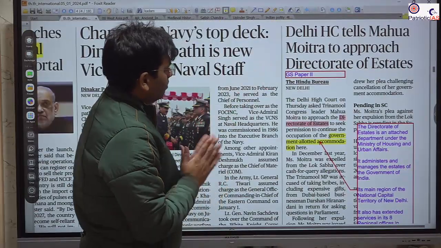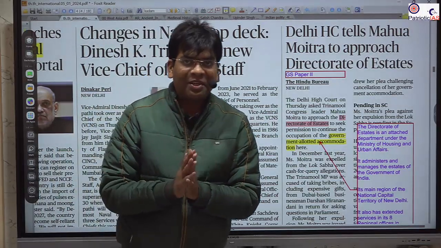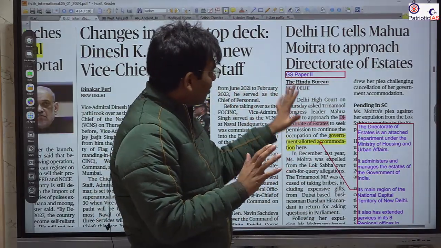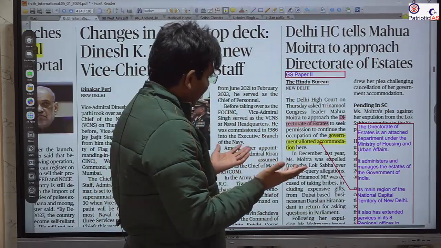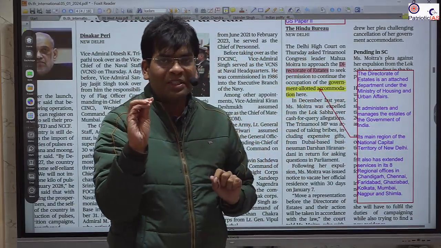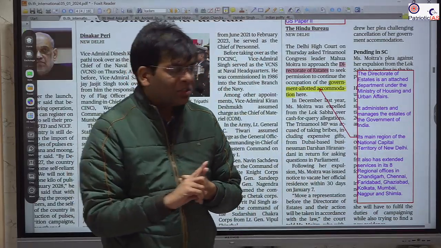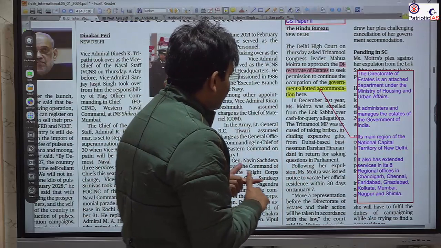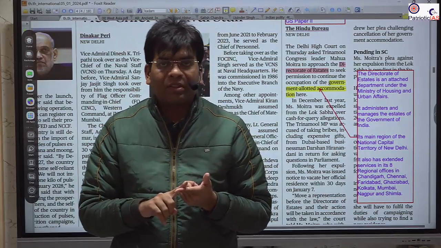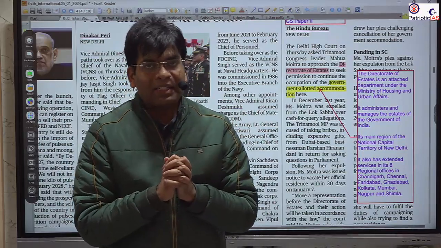There is one important thing that I consider could be relevant for the prelims. This is the Directorate of Estates. Mahua Moitra has been in the news so much that there could be a question. So you should know a few major points with respect to the Directorate of Estates. The first is that it is associated with the Ministry of Housing and Urban Affairs. The second is that it administers and manages the estates of the Government of India. And the third is that its main region is the National Capital Territory of New Delhi.